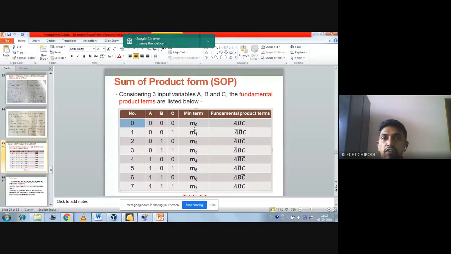Okay. Now for this, what we are doing, we are writing the fundamental product term. These are the input combinations A, B, C. What we are seeing here is the particular input combination for this min term. So write the fundamental product term. We have to write the fundamental product term here, sir.